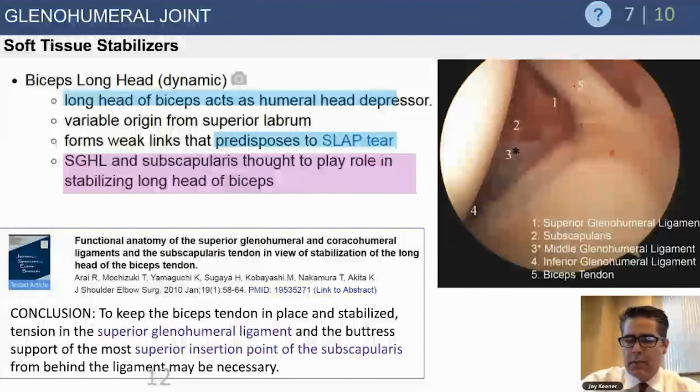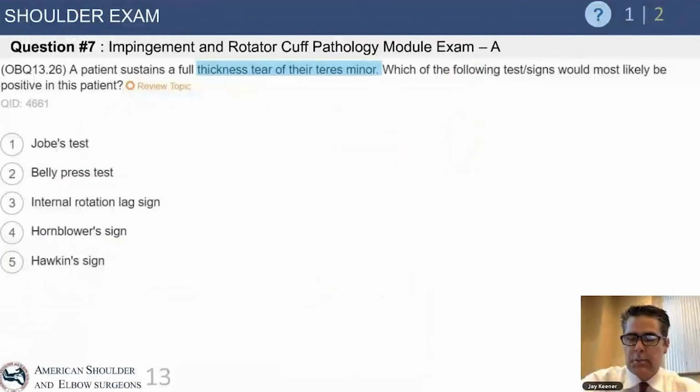It's important to remember that the biceps tendon is stabilized by fibers of the rotator interval, specifically the upper subscapularis tendon, the superior glenohumeral ligament, and the coracohumeral ligaments. So you should think about biceps instability potentially with subscapularis tendon ruptures.